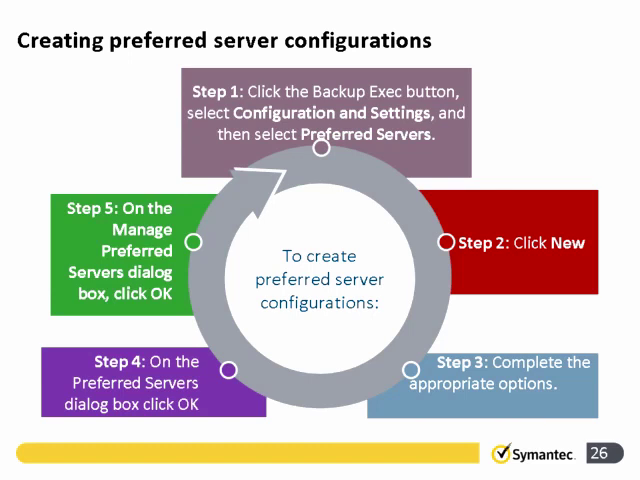If you choose to configure preferred servers, I'm going to go to the Backup Exec button, select Configuration and Settings, and then select Preferred Servers. Click New. It will ask you several questions, and then you can choose the preferred servers from a list of all the Exchange servers that the Backup Exec server sees. You can also manage these. You can set the order in which they're being accessed, and you can add or remove preferred servers.